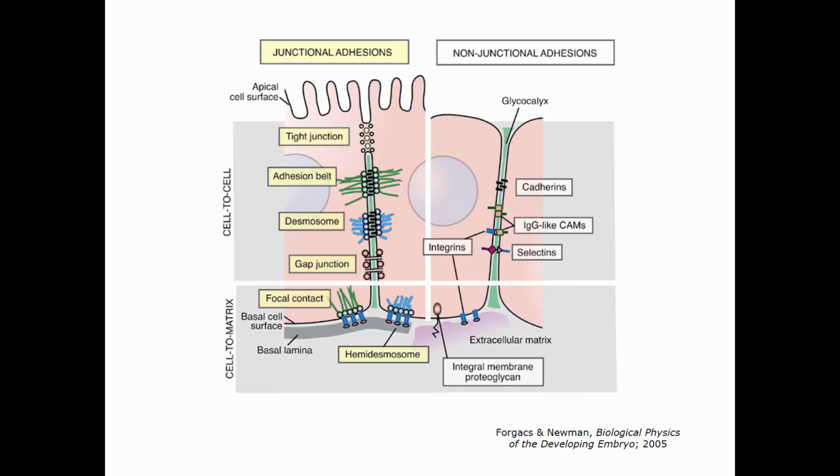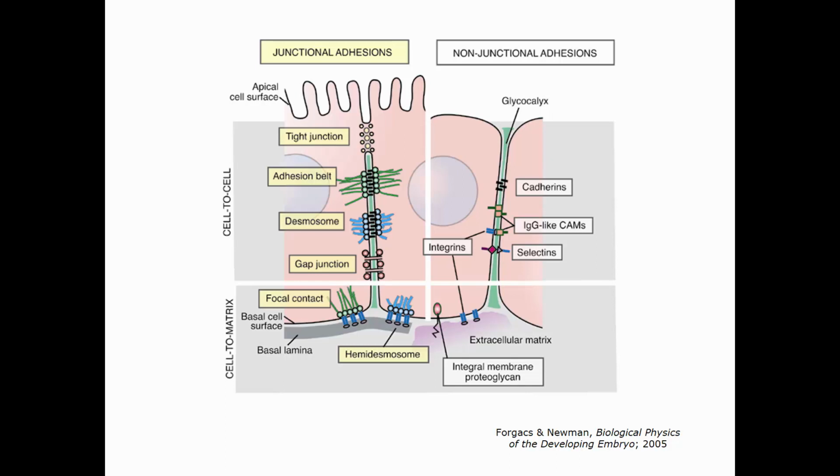Okay, now I just want to point out some junctions. You've heard a lot about these junctional adhesions, tight junctions, adhesion belt. The adhesion belt has integral membrane proteins like cadherins that are attached to actin. You have desmosomes where you have proteins that are attached to intermediate filaments. And then you have gap junctions.